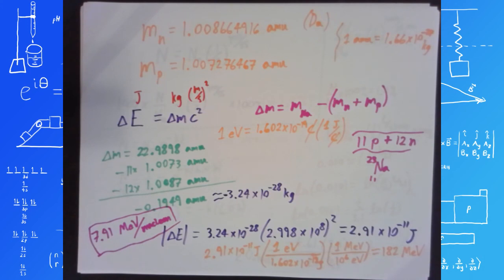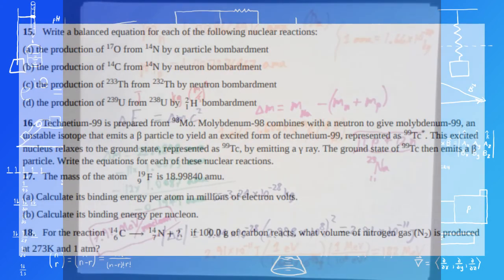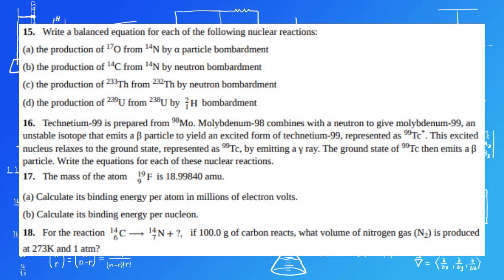Let's see, so that takes care of number 8. The other problem we skipped was number 17. Let me dig that up and see if it's any different from what we just did. 17, the mass of the fluorine atom is 18.99840 AMUs. Calculate its binding energy per atom in millions of electron volts and calculate its binding energy per nucleon. Okay, so basically the same process.